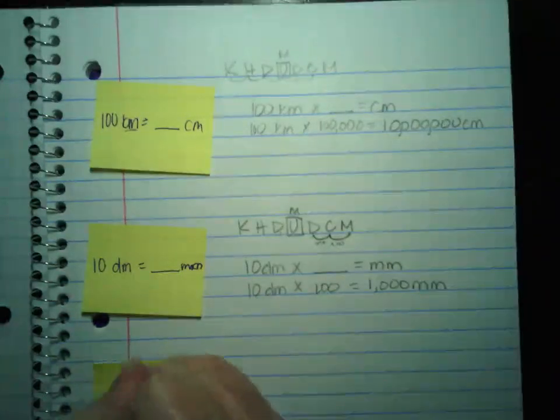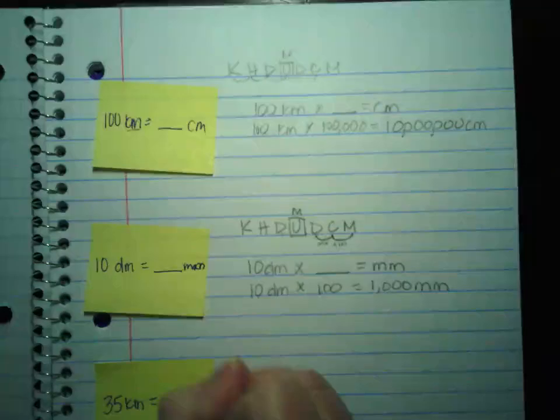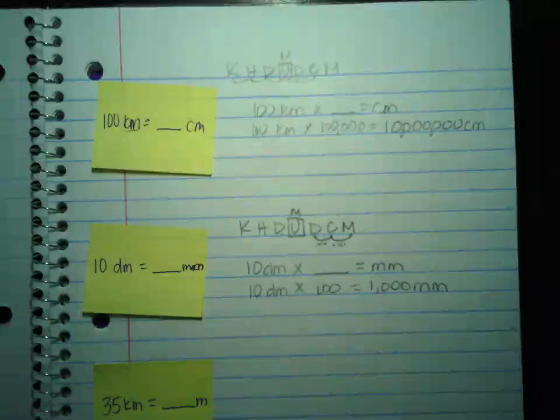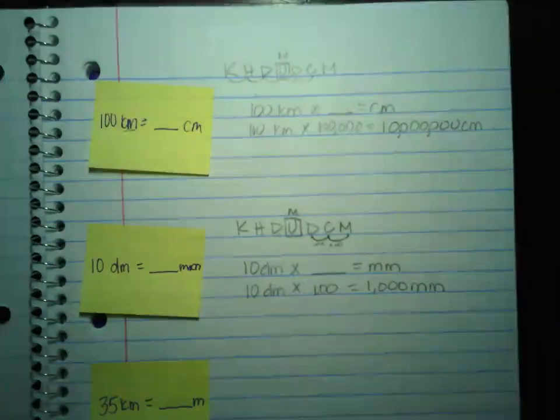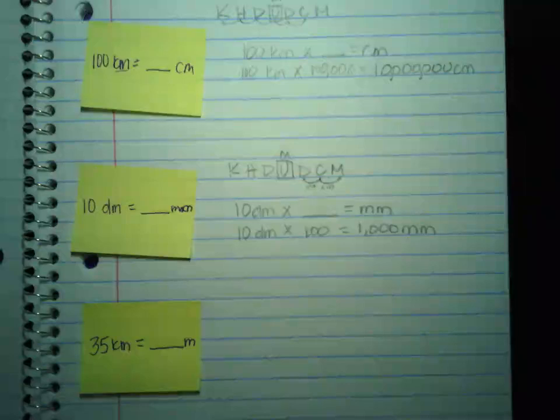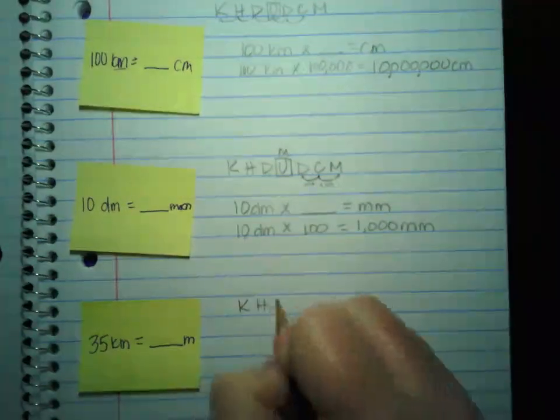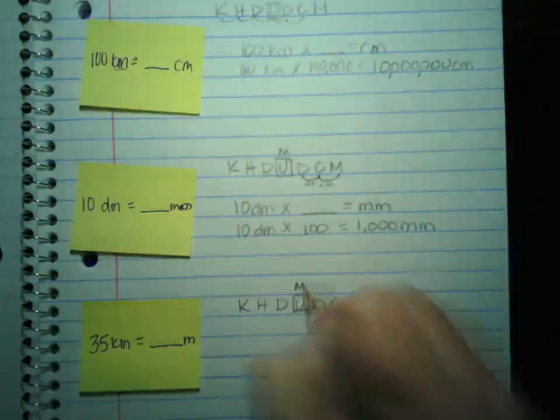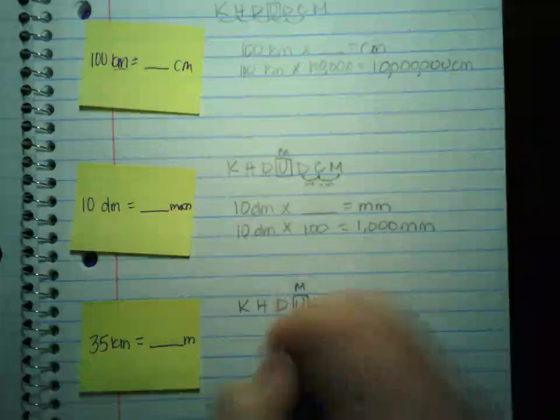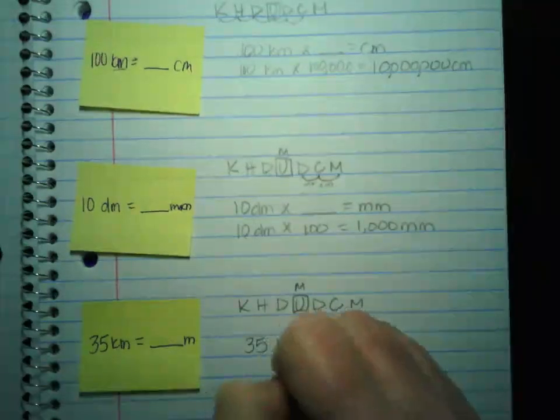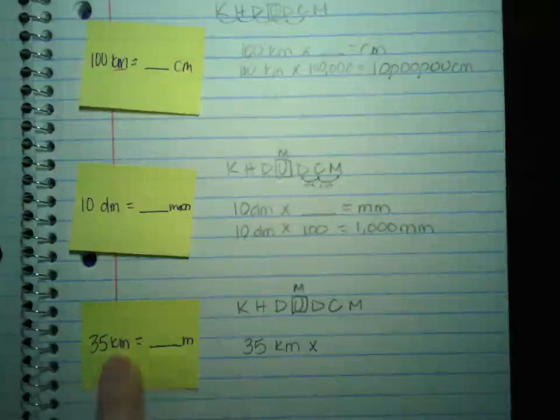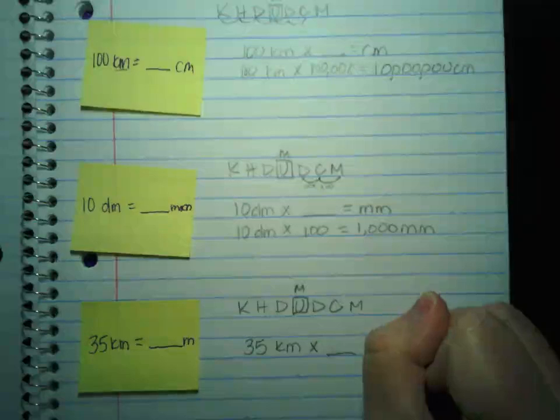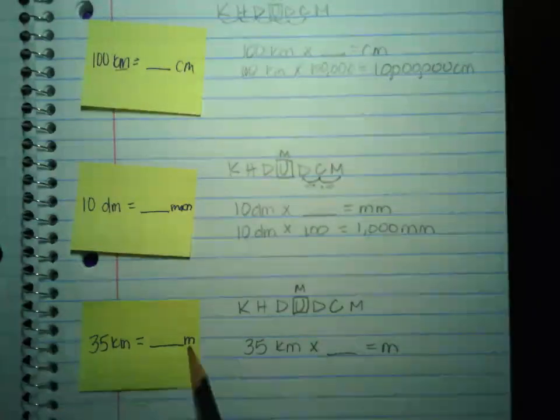Well, what if I have 35 kilometers and I want to know how many meters that is. Well, let's see what we have to do. What's the first step we do? Write down our acronym. King Henry doesn't usually drink chocolate milk. And we are working with meters today. So we have 35 kilometers. We know we're going to multiply because we're moving from a larger unit to a smaller unit. We don't know what we're going to multiply by, but we know we're going to end up with meters, okay? Because that's our abbreviation, meter.